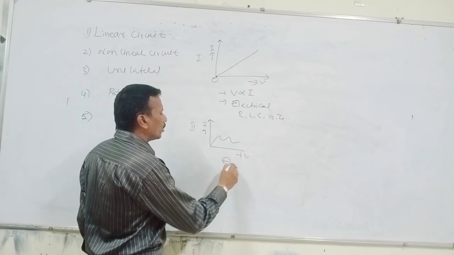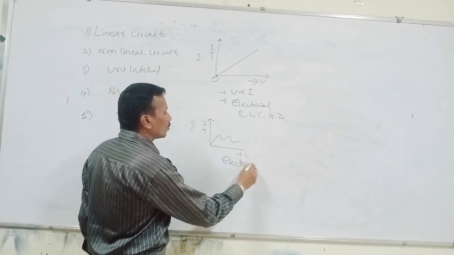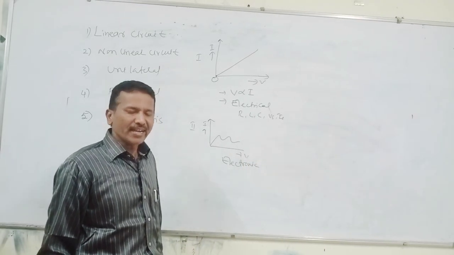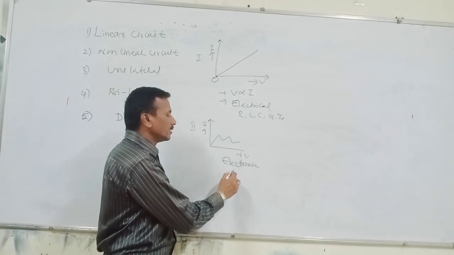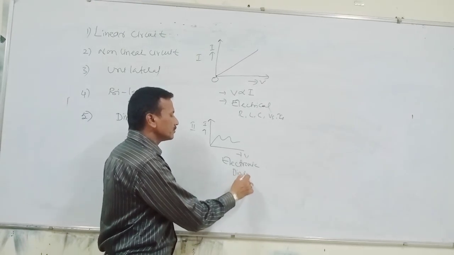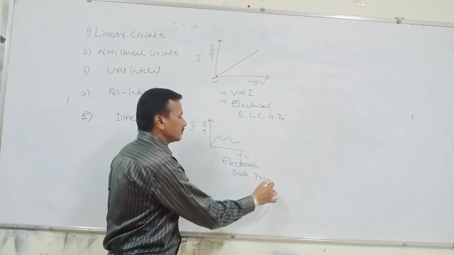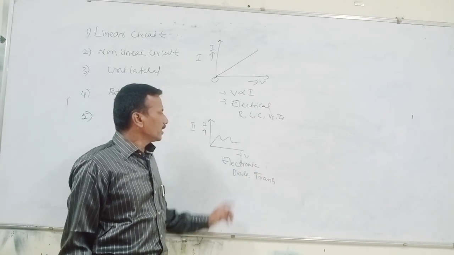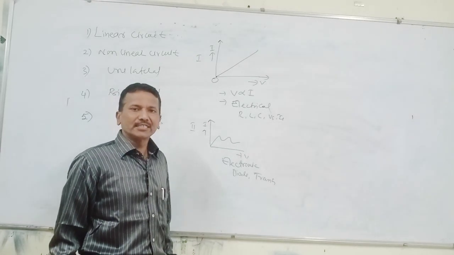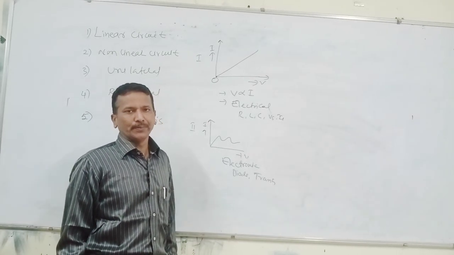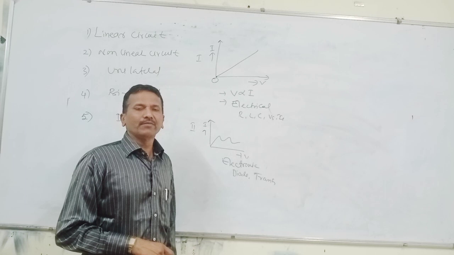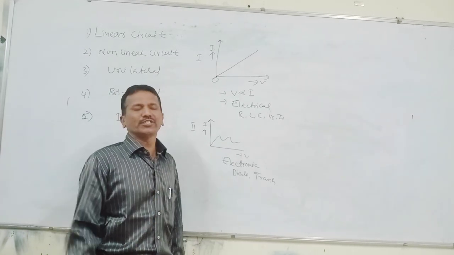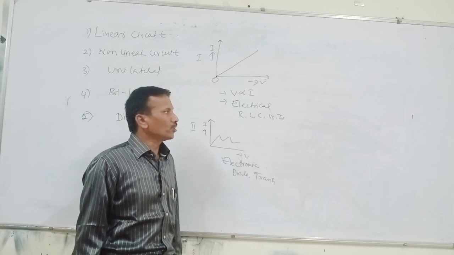All electronic components are examples of non-linear circuits, like the diode and transistor. These are the examples of a non-linear circuit, and this is the VI characteristics of a non-linear circuit. It is very important in network theory to define linear and non-linear circuits. It may be a 2 marks question: define linear as well as non-linear.